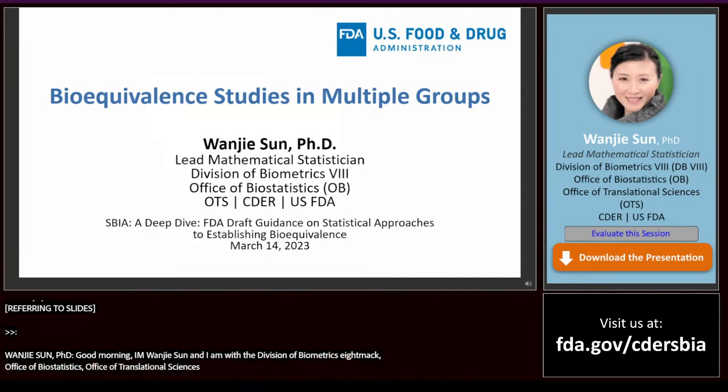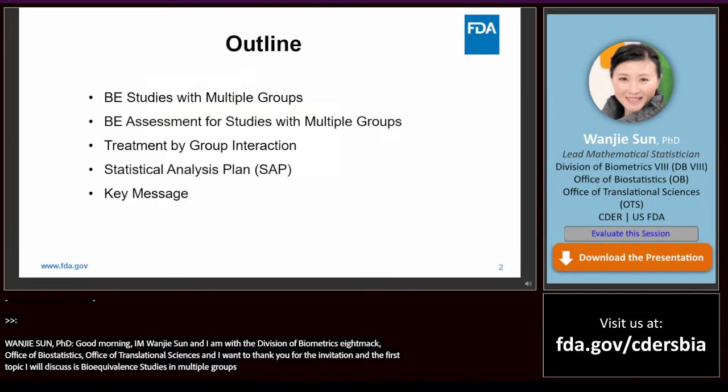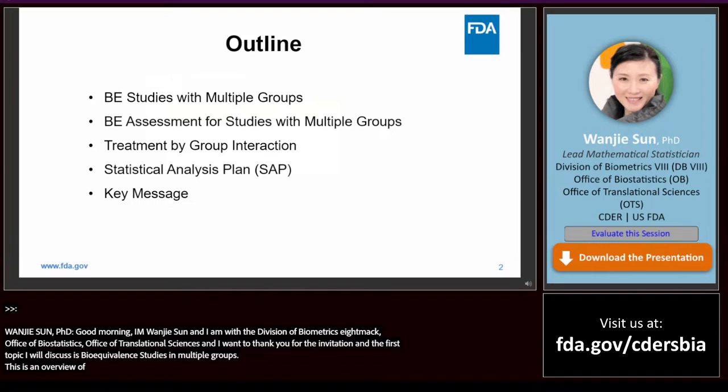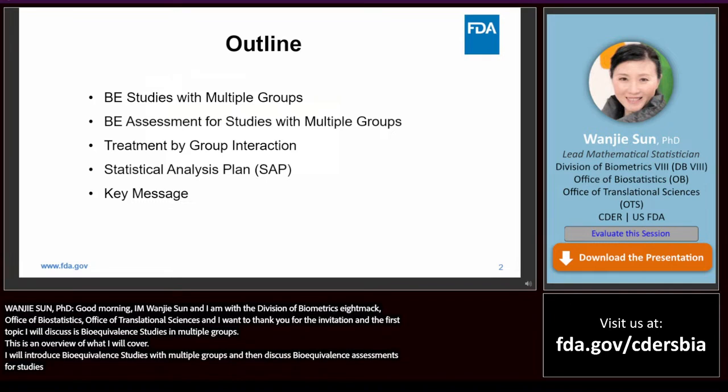The first topic I will discuss today is bioequivalence studies in multiple groups. And this is an overview of what I will cover. First, I will introduce bioequivalence studies with multiple groups. Then, I will discuss bioequivalence assessments for such kind of studies. In particular, I will discuss the treatment by group interaction, as well as what to pay attention to in preparing a statistical analysis plan for such kind of studies. Lastly, I will wrap up with a key message.